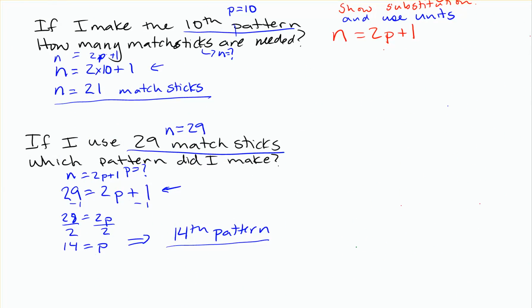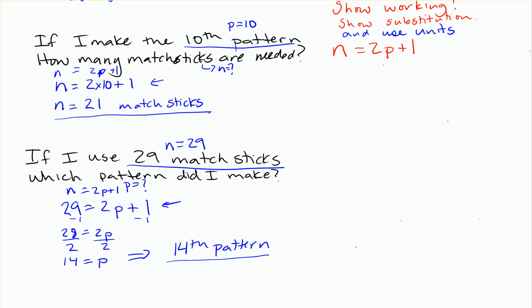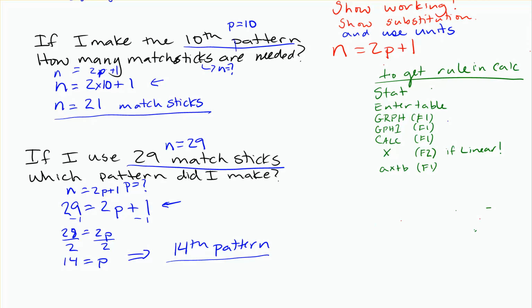So you can write down a note for that for yourself if you want, and I'll show you how to get these bits too. So if you needed to see those steps written down for getting the rule, I've just put them in here. Stat, enter your new table, you're going to hit F1, F1, F1, F2 if it's linear for x, F1 again, and then you should be able to get your rule out of there using substitution.